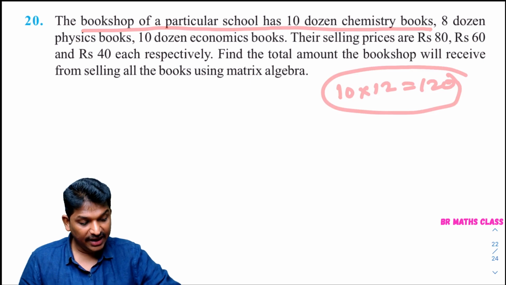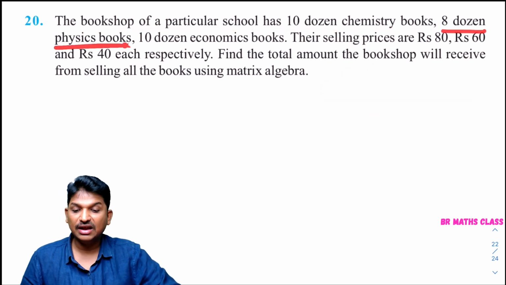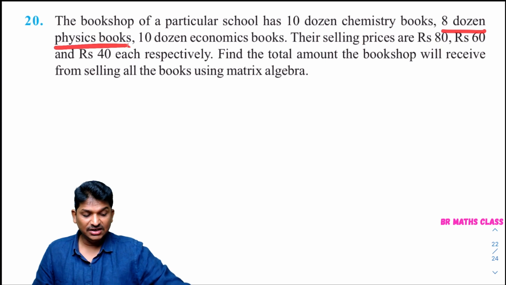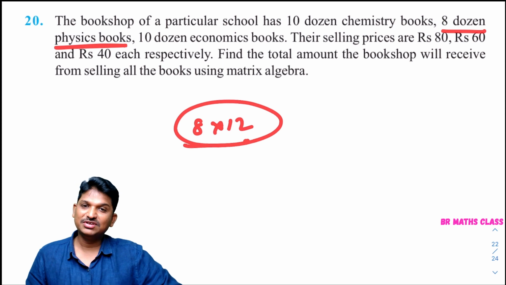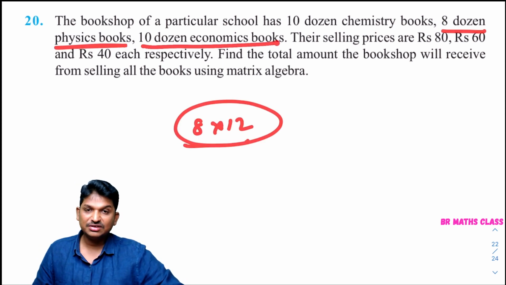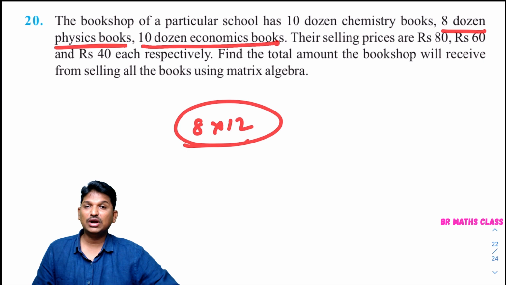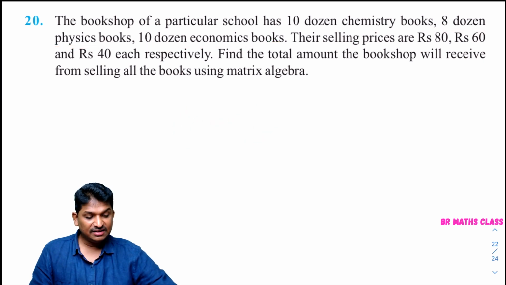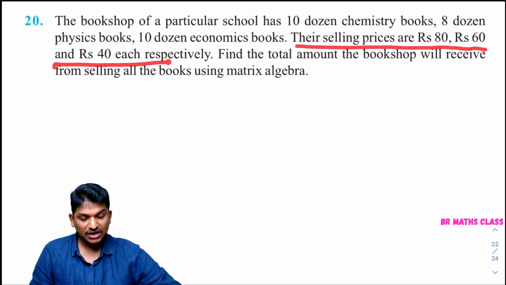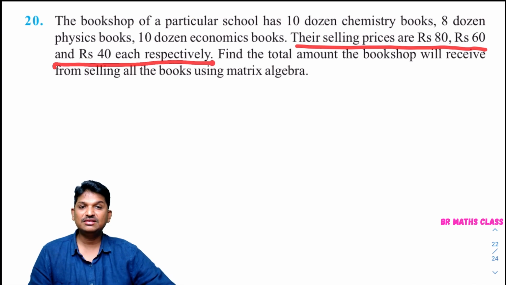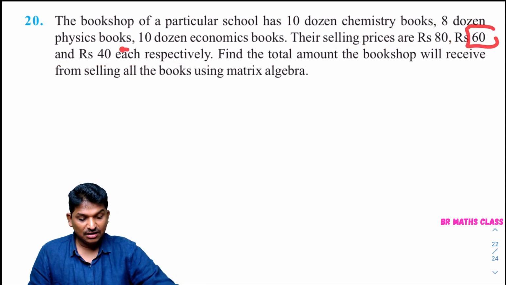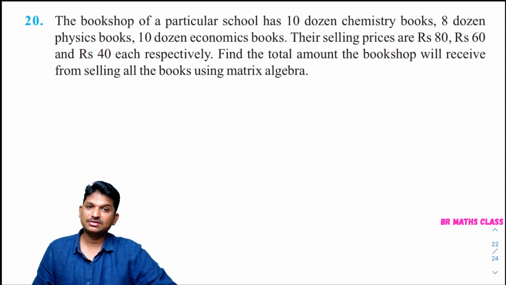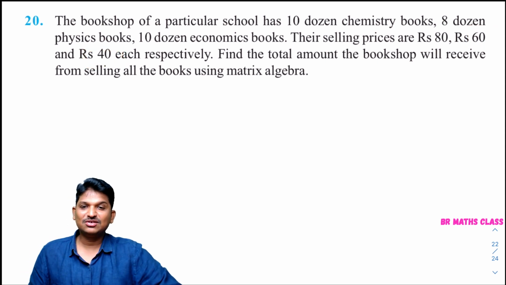Okay. And 8 dozen physics books are there. 8 dozen. That is 8 into 12. 12 8s are 96. Right? 96 physics books are there. 10 dozen economics books. That means 10 into 12. 120 economics books. And their selling prices are 80, 60, 40 each respectively. That means they are saying that chemistry book cost is 80 rupees, physics book cost is 60 rupees, economics books cost is 40 rupees. So here chemistry book is costly.